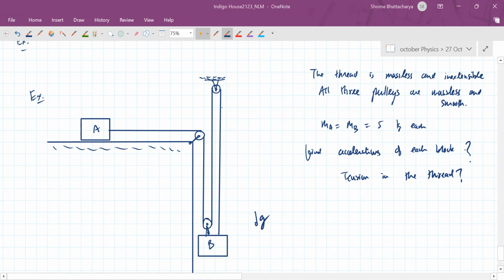Yes, Siddharth, the constraint relation is correct. Very good. Provided you have taken A1 as the acceleration of block capital A and A2 as the acceleration of block B. Yes, sir. Yes, so that's correct. Now go ahead and solve the free body diagrams.